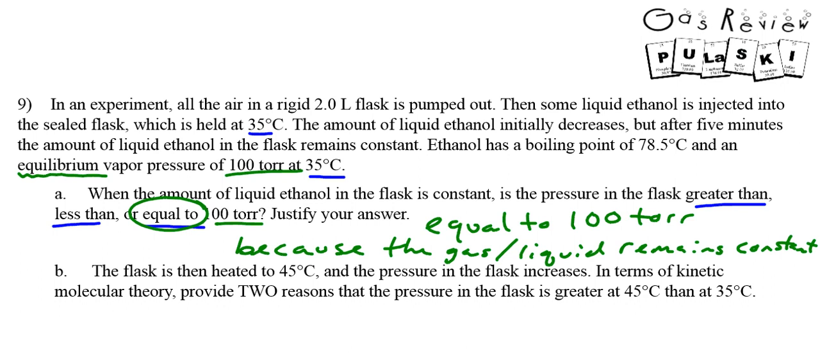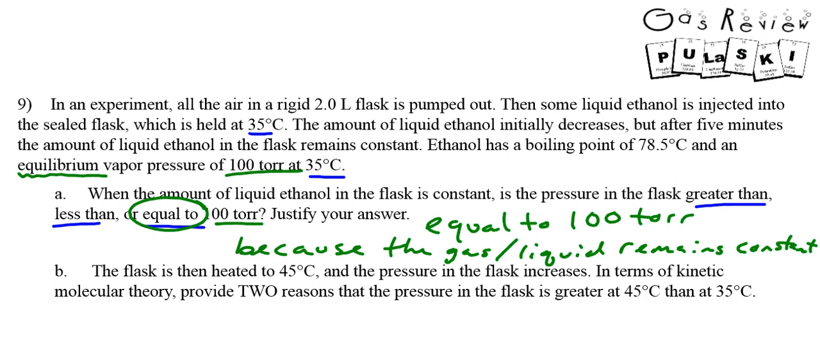Letter B, finish it up. The flask is then heated to 45 degrees, and the pressure in the flask increases. In terms of kinetic molecular theory, provide 2 reasons that the pressure in the flask is greater at 45 degrees than at 35 degrees. And you're going to laugh when you see all 3. There's 3 options that they gave. This is why I was looking for my printout. They almost all seem exactly the same, but they're not.